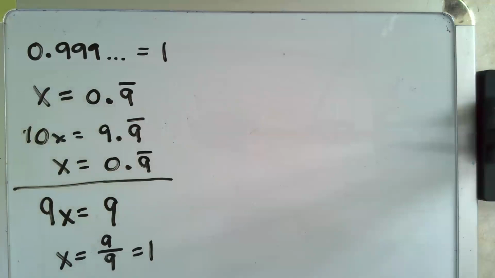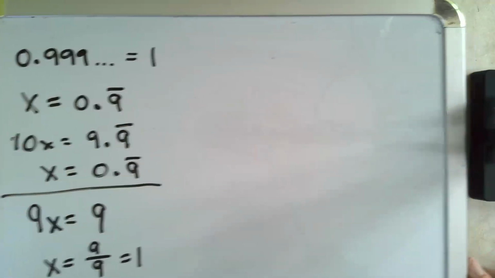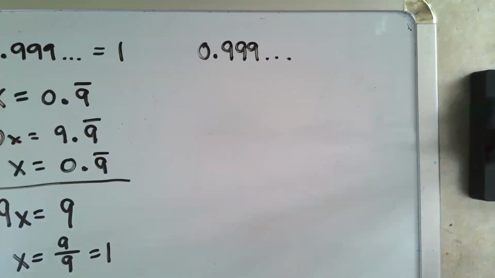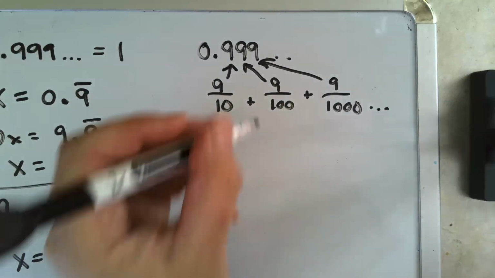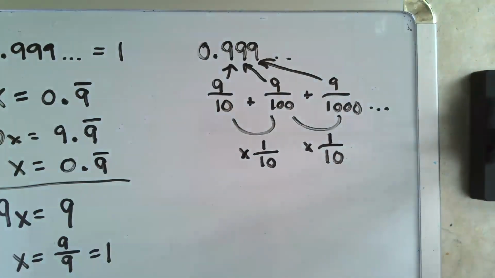Well, let's try it again using the second method, the geometric series method. So let's remember that. So for this method, 0.99999 could be rewritten as a sum of geometric sequence numbers, and that looks like this, where 9/10 gives me the 9 in the first place, plus 9/100 gives me the 9 in the second place, plus 9/1000 gives me the 9 in the third place, and so on. And since these all have a common ratio, I know that this is in fact a geometric sequence.